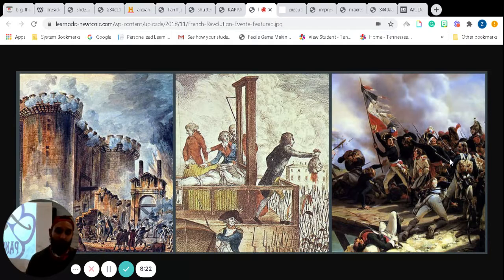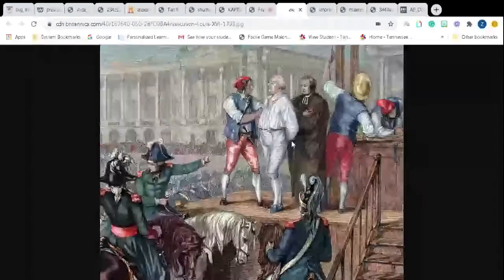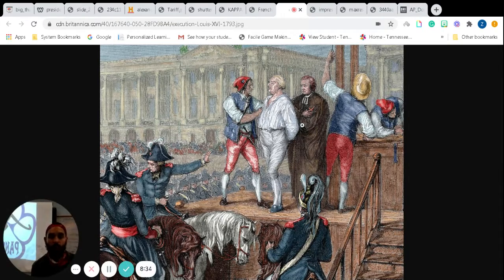Napoleon would be probably one of the most military-sounding men of the 19th century. Once again, this is King Louis right before he's executed by the guillotine. If you don't know what a guillotine is, it's pretty much a big blade that decapitates you. Very brutal. So this shocked a lot of Americans. They didn't know if they wanted to support France.